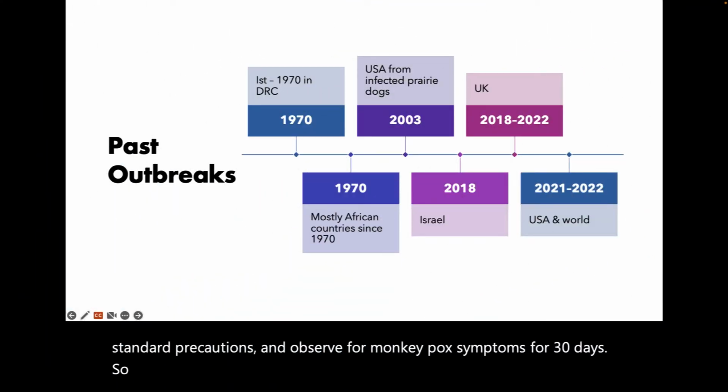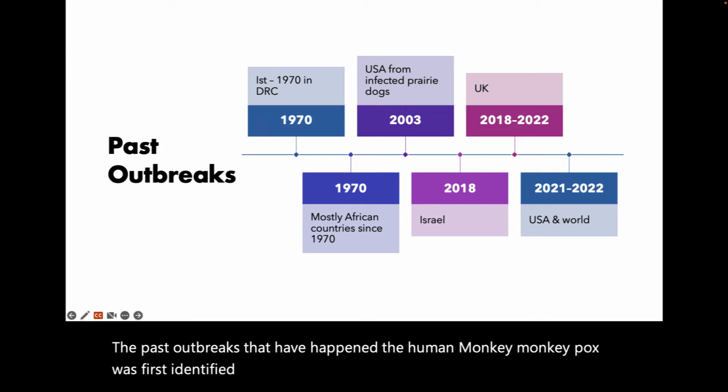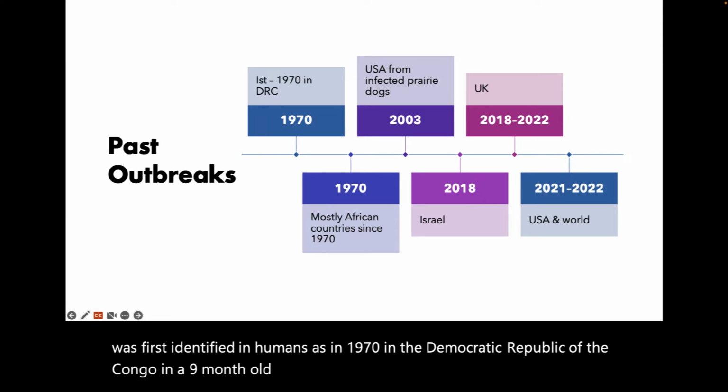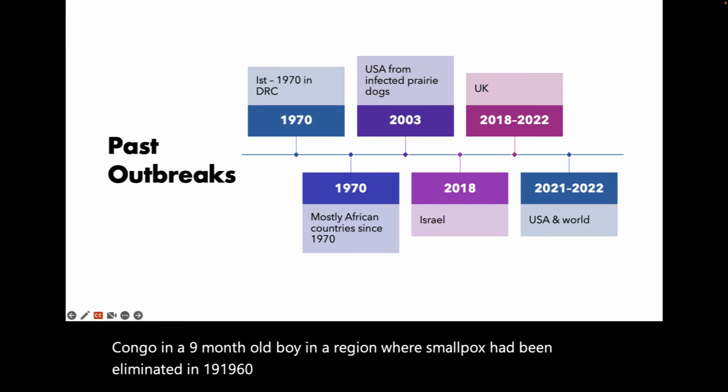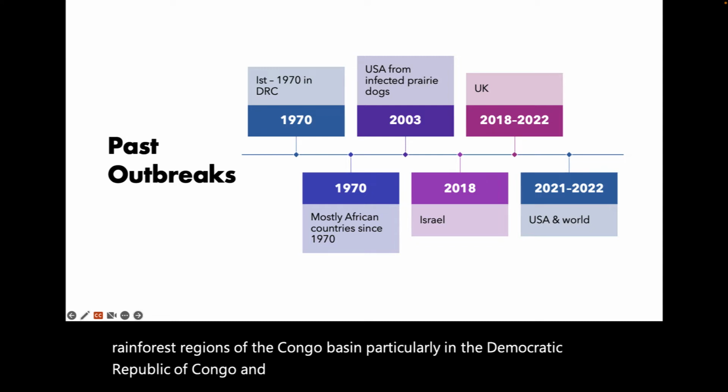So with regard to the past outbreaks that have happened, human monkeypox was first identified in humans in 1970 in the Democratic Republic of the Congo in a 9-month-old boy in a region where smallpox had been eliminated in 1968. Since then, most cases have been reported from rural rainforest regions of the Congo Basin, particularly in the Democratic Republic of Congo, and human cases have increasingly been reported from across Central and West Africa.